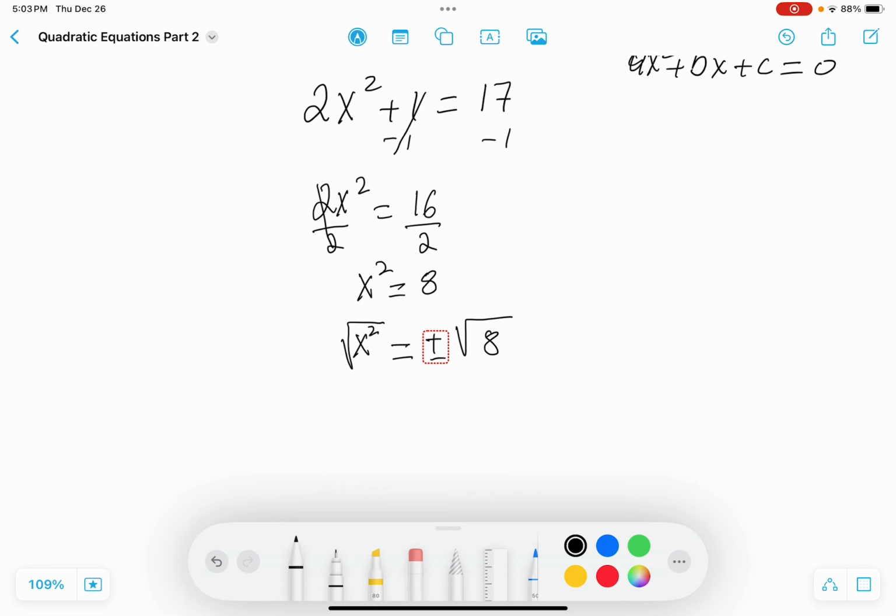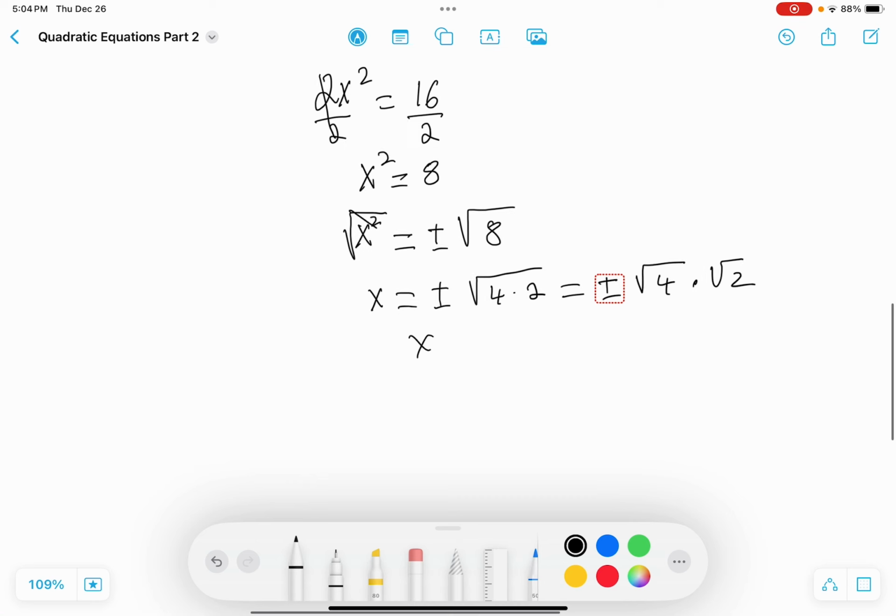I'm doing plus or minus because I know it is a quadratic equation. I see x squared, so I'm expecting to have two solutions. That's why I do plus or minus. The square root of x squared is cancelled, so x equals plus or minus the square root of 8. I can write 8 as 4 times 2, which is plus or minus the square root of 4 times the square root of 2. So x equals plus or minus, the square root of 4 is 2, times the square root of 2.